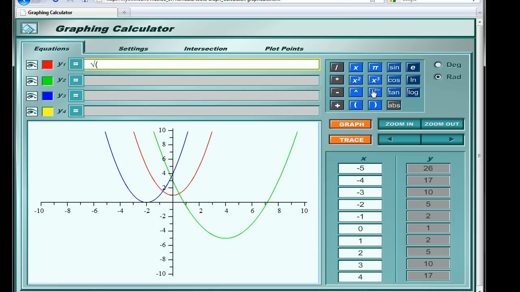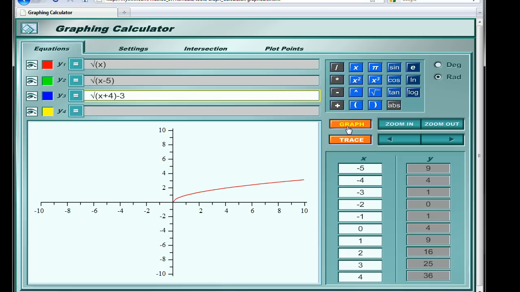So let's do the square root of x. And in green, let's do the square root of x minus 5. So we're shifting it over to the right by 5. And then let's have the square root of x plus 4. So we're going to shift it to the left by 4. And let's shift it down by 3. And so let's graph all of these. So the square root of x. Then I have the square root of x minus 5.